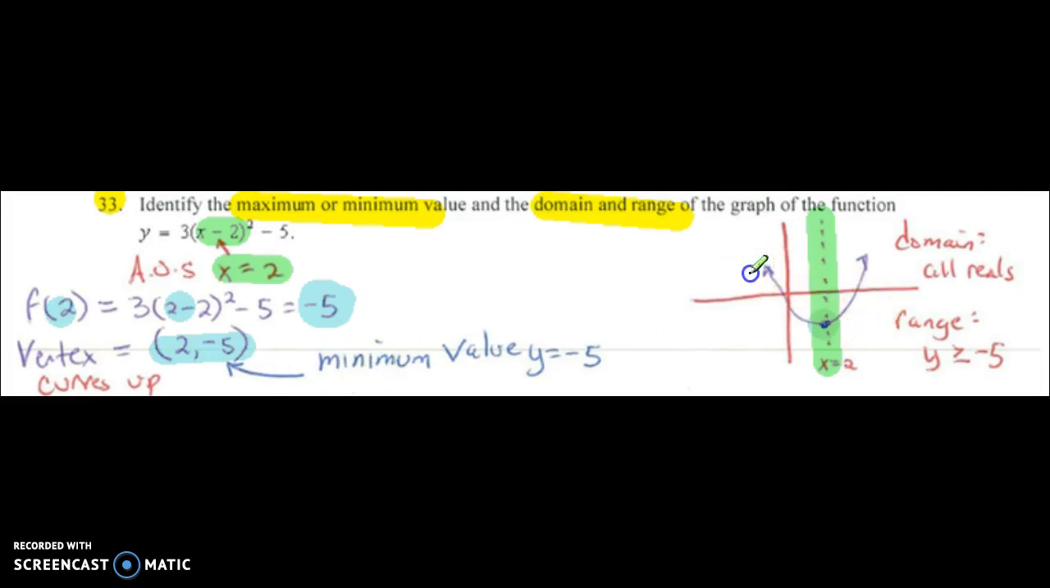This graph curves up. So that means I am going to have a minimum value. Then I'm going to read my graph. My domain is all reals, because those are my x values. And then my range are my y values. If my vertex is here, I read from here up. So y is greater than or equal to negative 5.